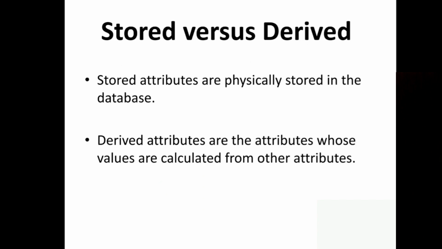Now we look at the stored versus derived attributes. See, there are some attribute values which can directly be retrieved from the database, whereas on the other hand, some attribute values must be derived from other stored attribute values. The attribute values that are already stored in the database and can directly be retrieved are called stored attributes, and some attribute values that can be derived from related attributes are called derived attributes.